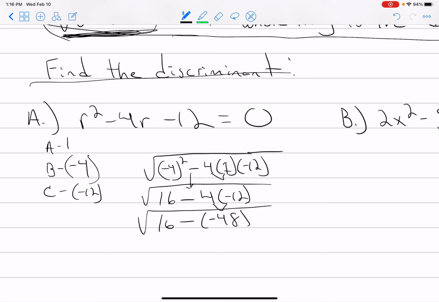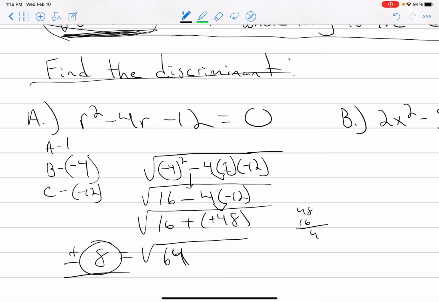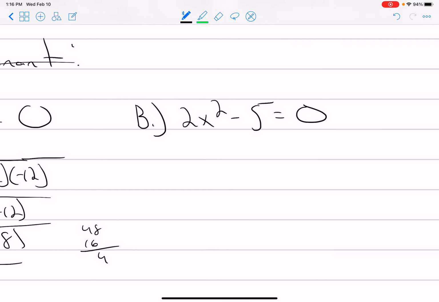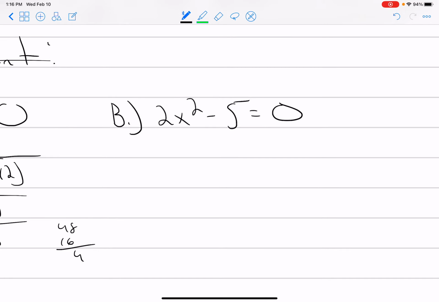Right? 16 minus -48 is the same as 16 plus 48. I don't know what 48 plus 16 is. 64. Ooh, right? So we get 64. And then I need to check, is there a square root of 64? Yes. The square root of 64 is 8, right? So this would be something, plus or minus 8. That one should have been nice and pretty. You should have gotten 8. All right? Let's do a similar thing for letter B. Go ahead and find the discriminant.